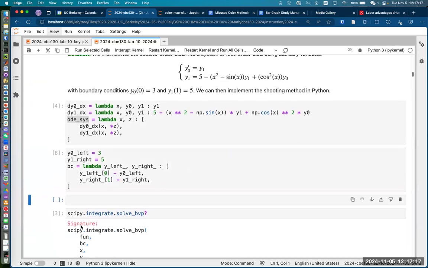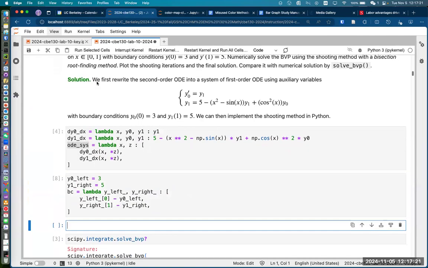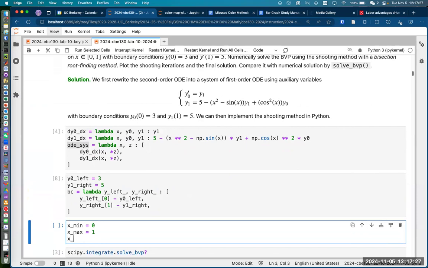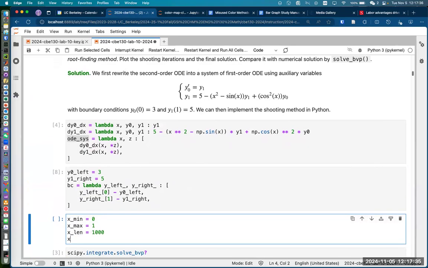And then we need the x points. We're defining it from 0 to 1, so x min is 0, x max is 1. We didn't specify the length, but we can do 1,000 points. So let's do 1,000 points. Then we can use linspace because we already know the number of points, from x minimum to x maximum with 1,000 points.